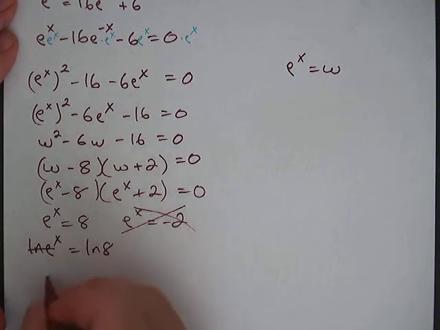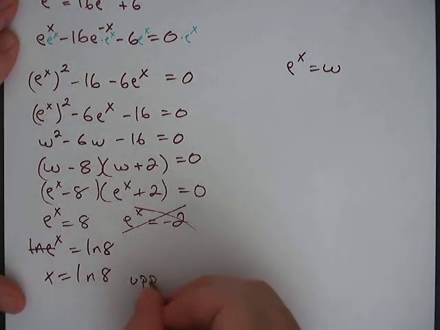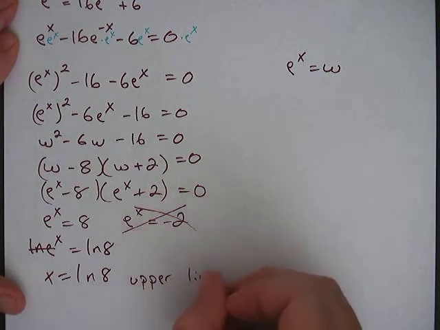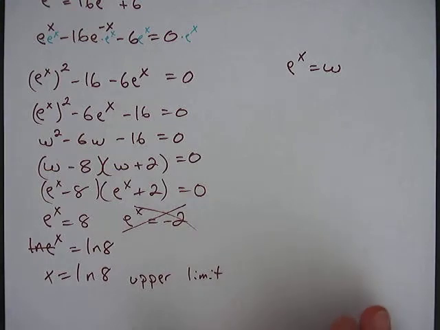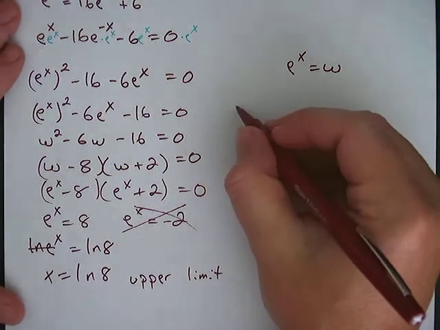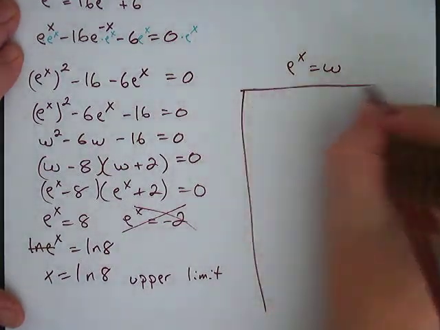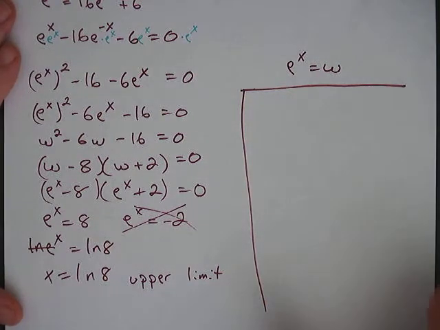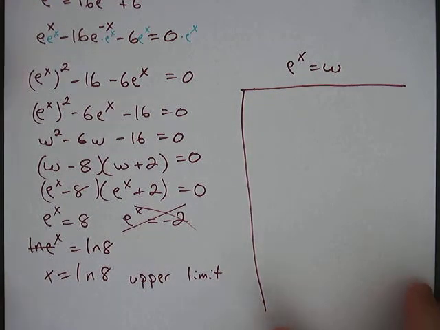ln and e cancel, leaves x equals ln of 8. And that's our upper limit. Okay, so we've got our lower limit of 0 and our upper limit of ln of 8. Now we're going to set this problem up.